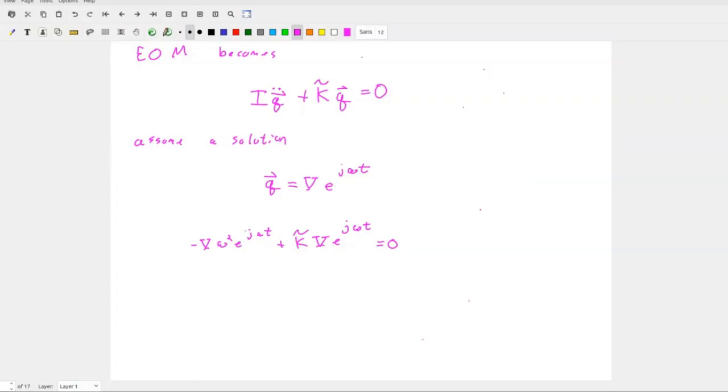All right, so let's say we can drive out the non-zero scalar e to the j omega t, right? That's just going to shift it up or down. It's not a huge part of the problem right now. And so we can get K, the mass normalized stiffness matrix, V is equal to omega squared V.